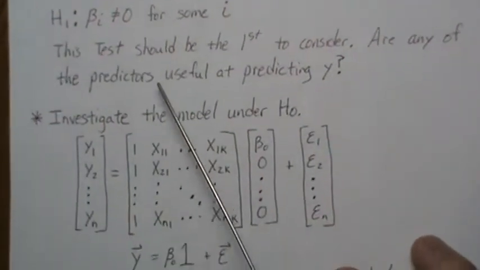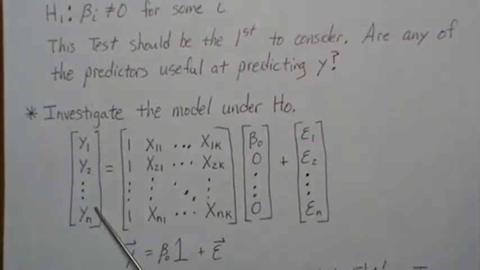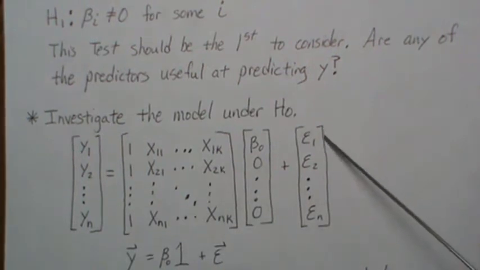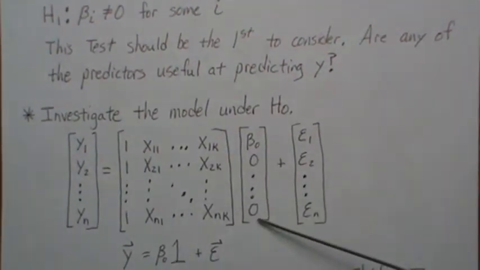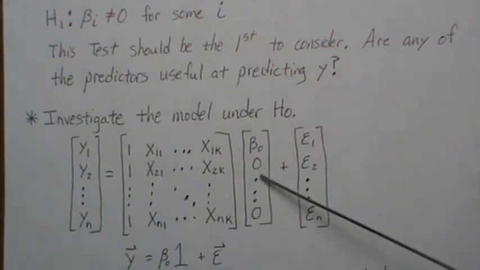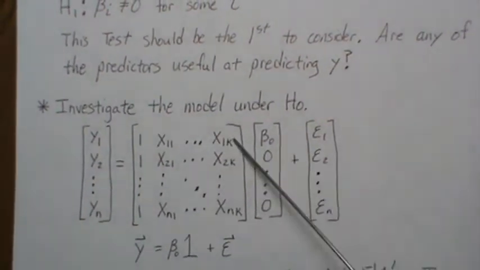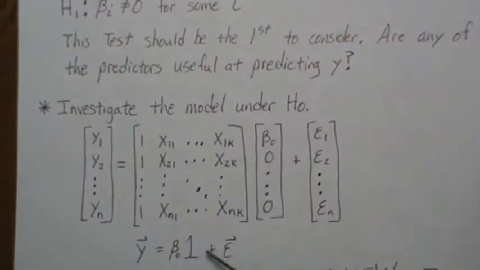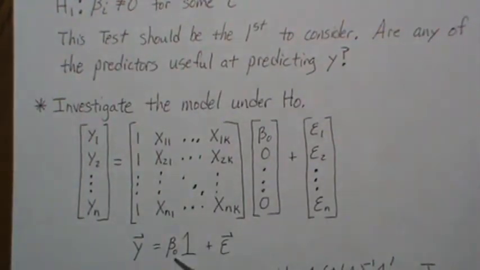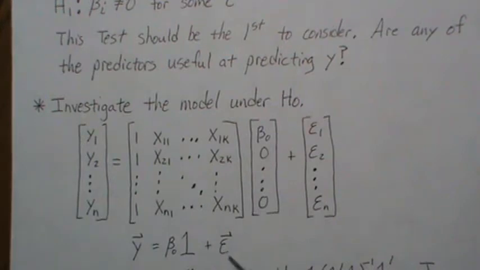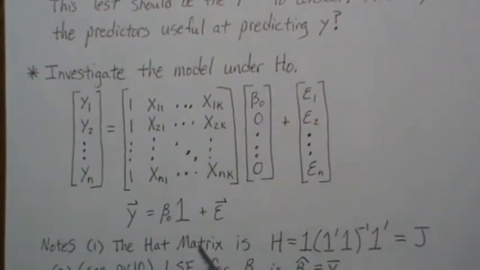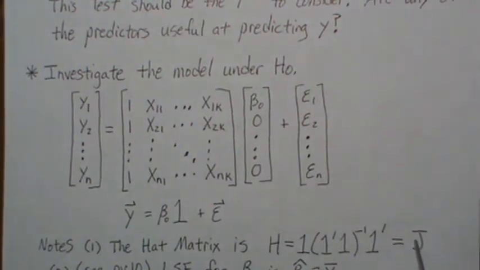So now let's investigate this model under the null hypothesis. In matrix notation, here are our y's, here's our design matrix, epsilon, but the beta vector, we're saying beta 1 through beta k is 0. So when you do this multiplication, this essentially goes away and we're left with a vector of 1s times beta 0. And so when we look at the hat matrix under the null hypothesis, it becomes 1 (1' 1) inverse 1'. And we call that J in our previous videos.